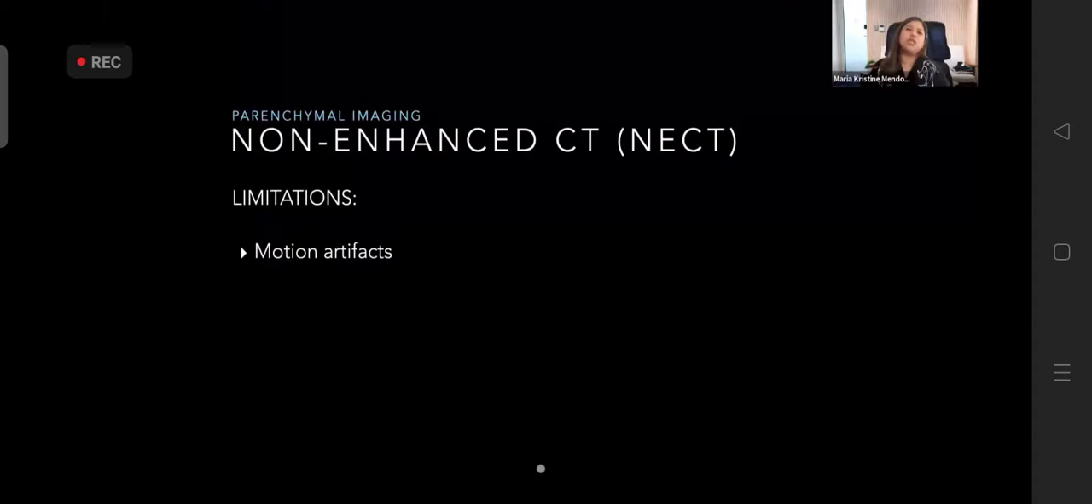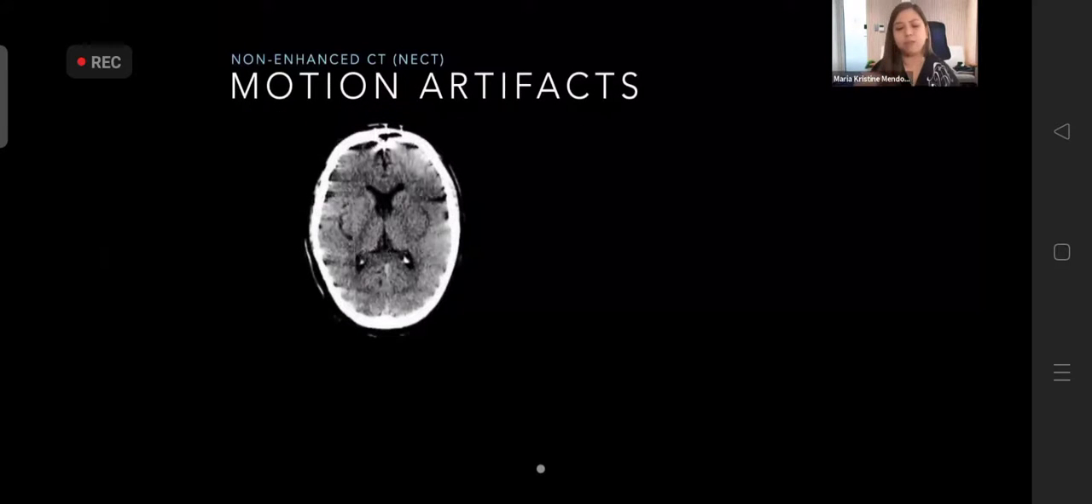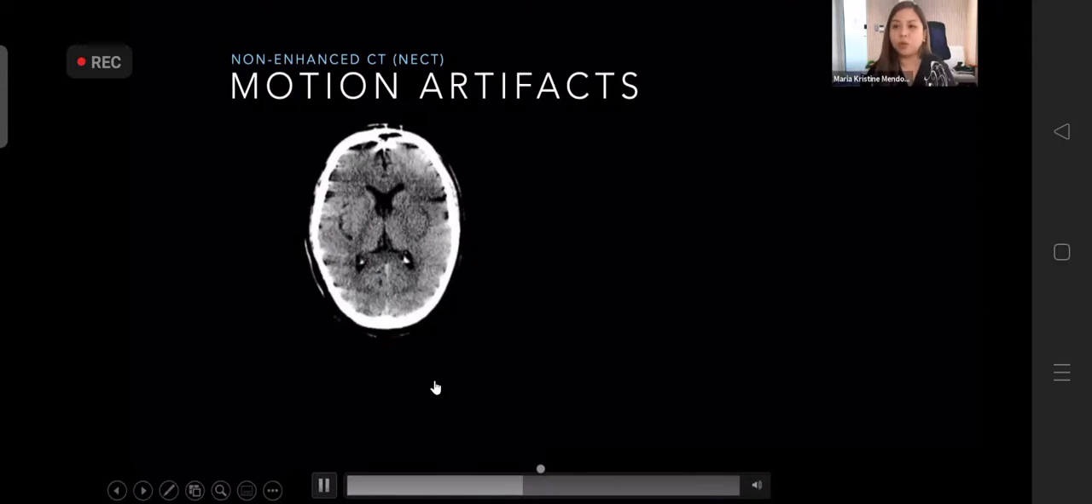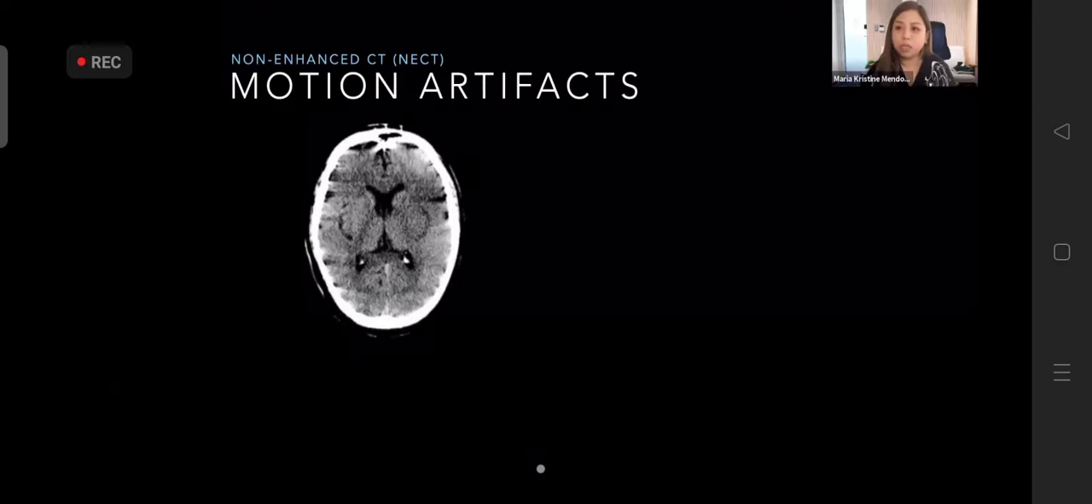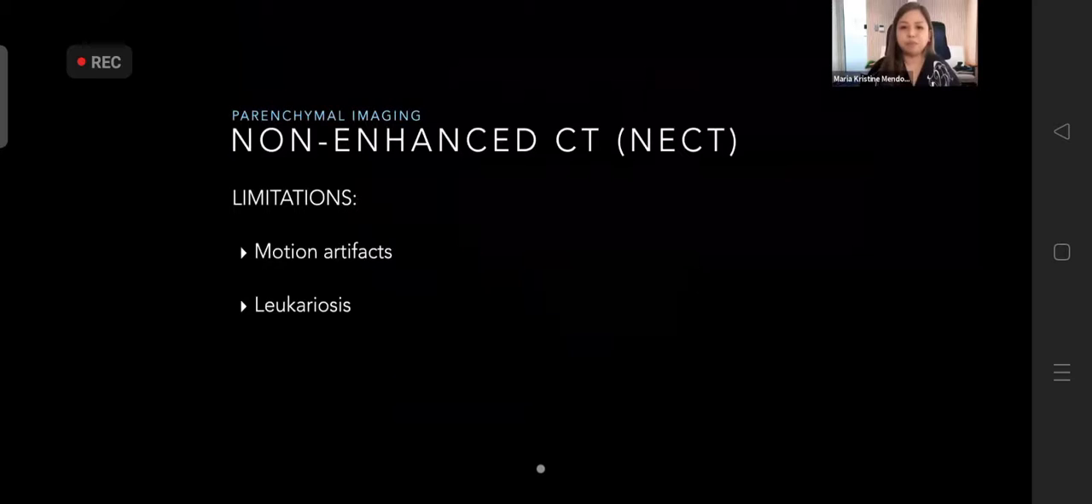Now, there are limitations to non-enhanced CT scans, and one of those would be the presence of motion artifacts. Unfortunately, our stroke patients, most of them would be agitated or disoriented and not able to really follow commands. So many would present with motion artifacts in CT scan, and this can really affect your evaluation because there might be an overestimation of the hypodensity secondary to these motion artifacts.